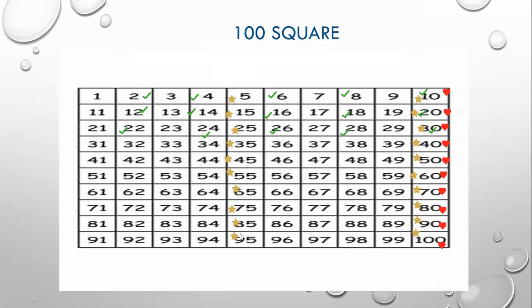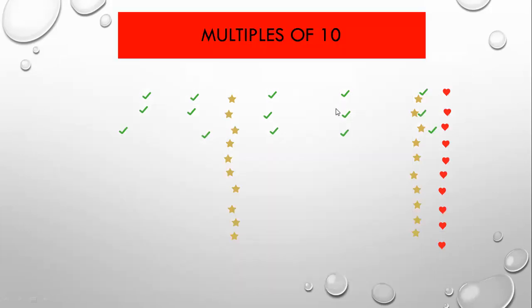Counting in fives, I have told you. Counting in tens, you already know the decade numbers, the multiples of 10. 10 ones are 10, 10 twos are 20, 10 threes are 30, 10 fours are 40, 10 fives are 50, 10 sixes are 60, 10 sevens are 70, 10 eights are 80, 10 nines are 90, and 100. Understand, boys? Moving on to the next topic, multiples of 10.